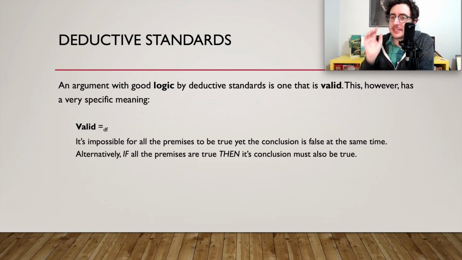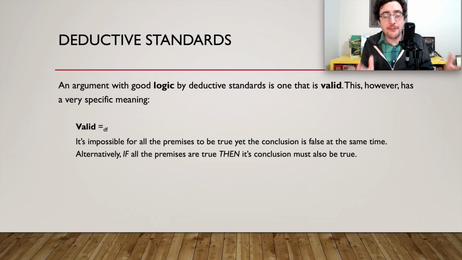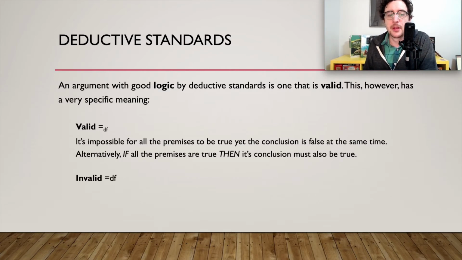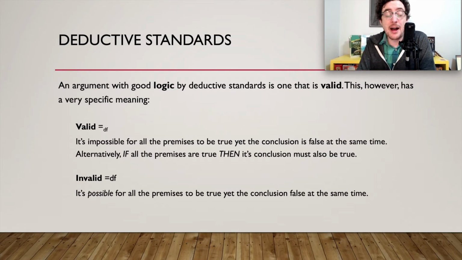Another way of saying the exact same thing in slightly different words is a valid argument is one where if all its premises were true, then its conclusion would have to be true as well. Yet again, notice that this definition doesn't say the premises are true. It just says a valid argument is one where if its premises were true, then the conclusion would be guaranteed. So an invalid argument then is just one where it's possible for all the premises to be true while the conclusion is false.